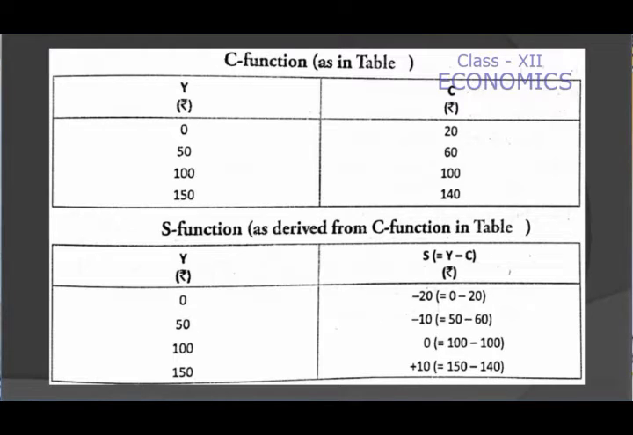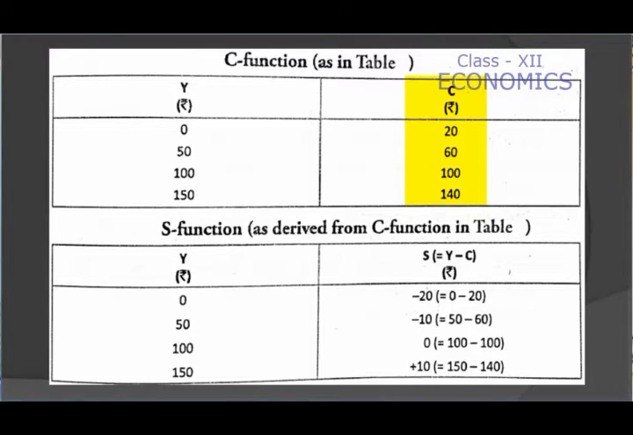So students, look at the schedule. First we will look at the C function schedule, where after finding the value of Y and C, we can very easily derive the value of S. So look at the table. Here in the C function table, we have the value of Y and C. The value of Y goes from 0 to 50 to 100 and then to 150. And on the other side, the value of C is given, that is, 20, 60, 100 and 140.